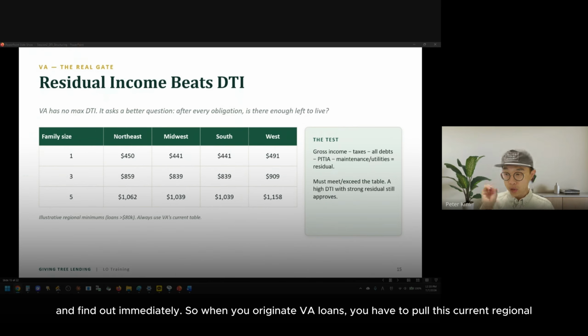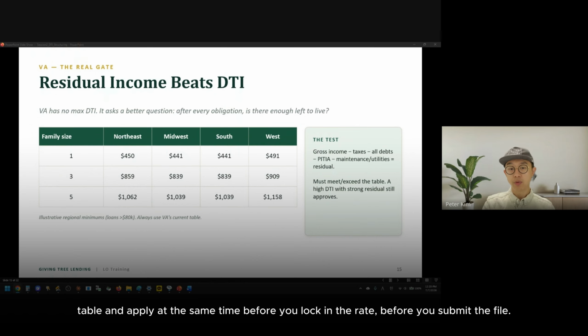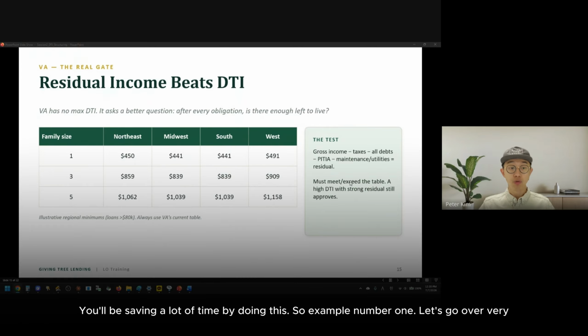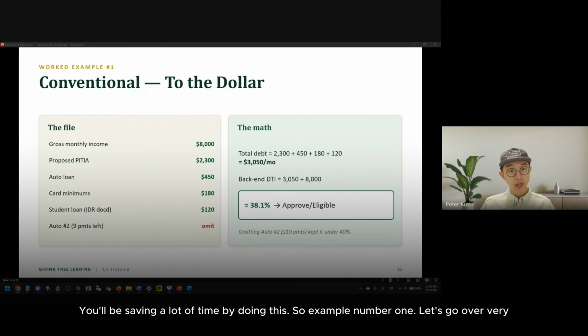So when you originate VA loans, you have to pull this current regional table and apply it at the same time, before you lock in the rate, before you submit the file. You'll be saving a lot of time by doing this. So example number 1, let's go over it very slowly.